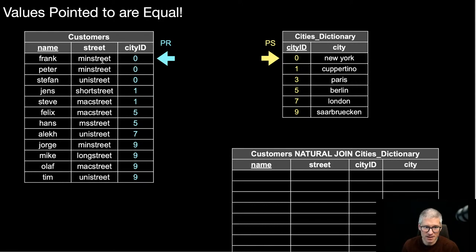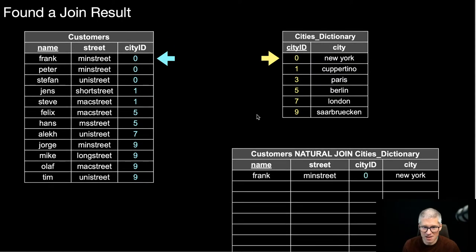So currently I'm pointing to this tuple, Frank, Min Street, 0, and here in the Cities dictionary, 0, New York. So what I do is I check whether the IDs are equal. So the city ID is zero here on the left and zero on the right. So they're equal. This implies this is a query result. So I add it to this table. Now, what I do is both point at the same value.